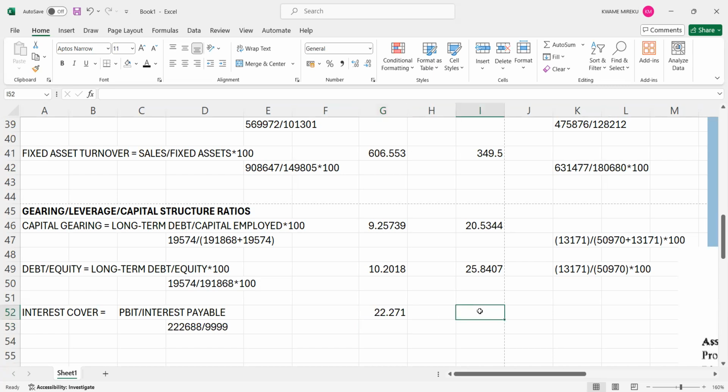Then in 2022, what is the earnings before interest? 32,465. And what is the interest payable, the finance cost there? 18,453. Okay, let me copy. So at least you have the figures we picked.